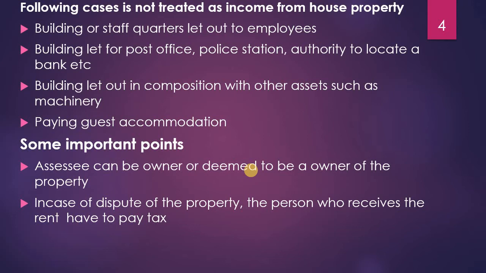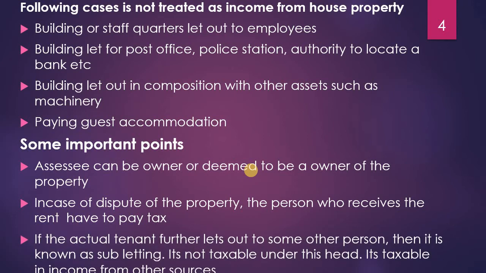Then, in case of disputes over the property, the person who receives the rent has to pay tax. For example, there is a dispute between brothers over one house, and one brother receives the income from that house. Maybe that house might have been rented to somebody, and one brother receives the income. So the person who receives the income will be the owner of the property. He has to pay the tax. Then, if the actual tenant further lets out to some other person, it is called subletting.